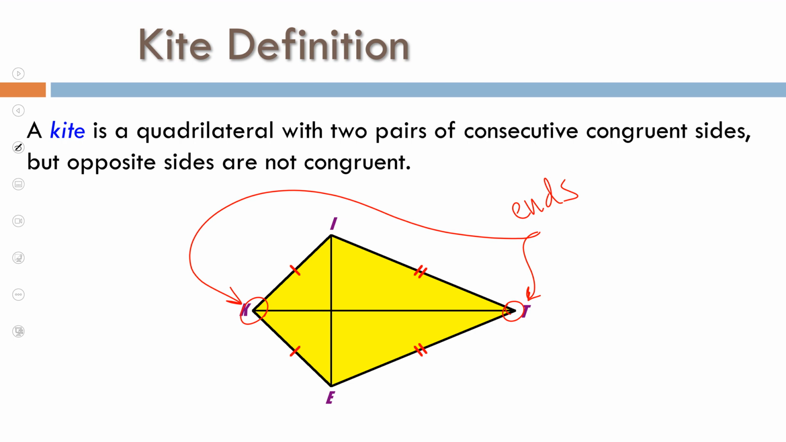Okay, let's talk about some properties. The reason those are called ends is so that we can make a distinction between the diagonal that connects the ends and the diagonal that doesn't connect the ends. We don't want to use K and T and I and E because that applies for this particular kite. So let's start simple. What can you tell me about the relationship between the diagonals in that kite?